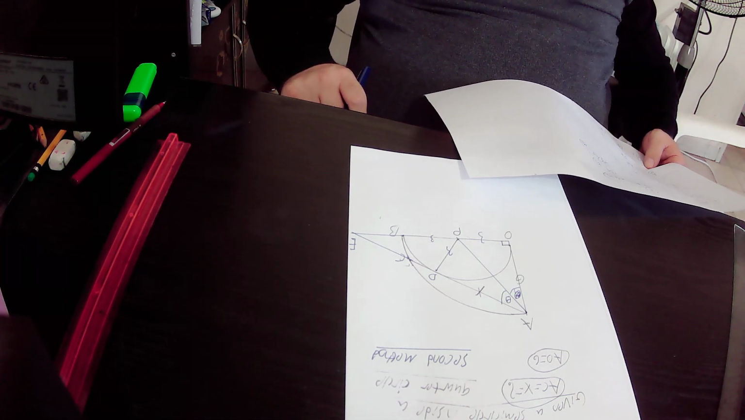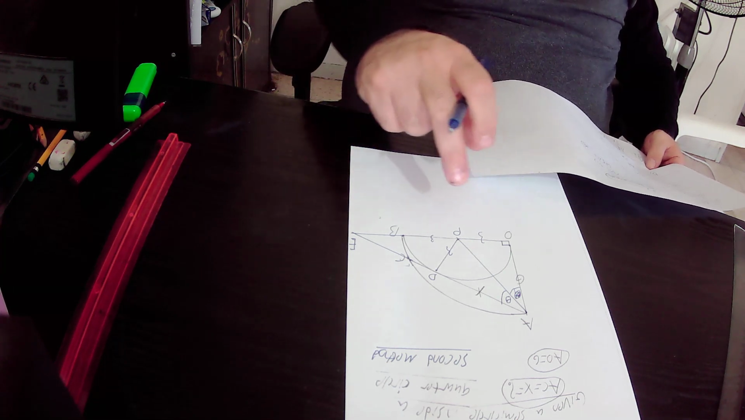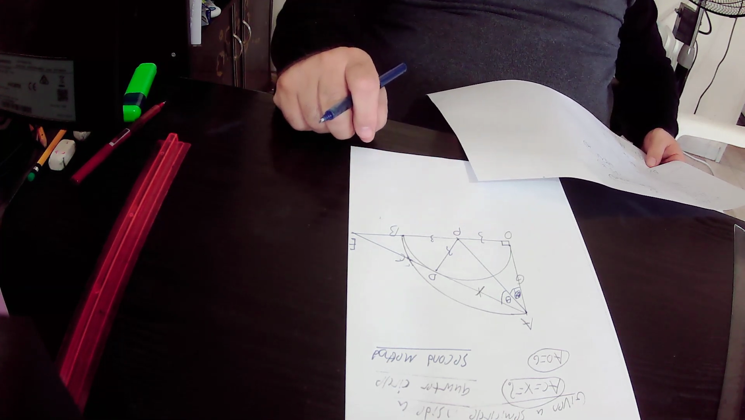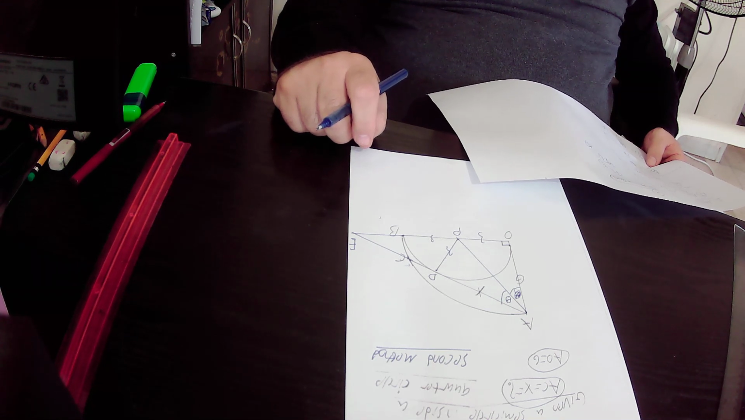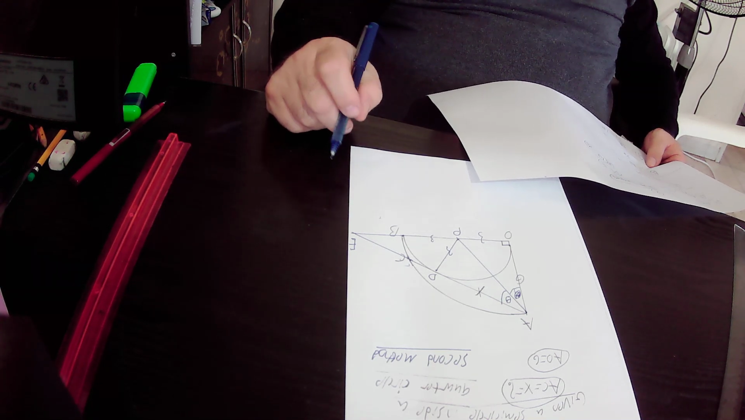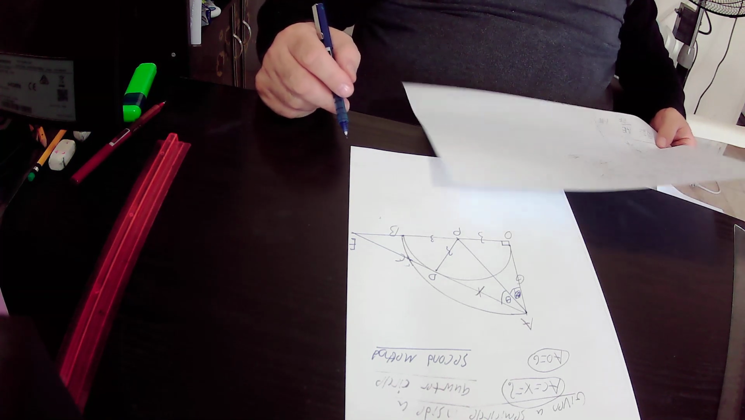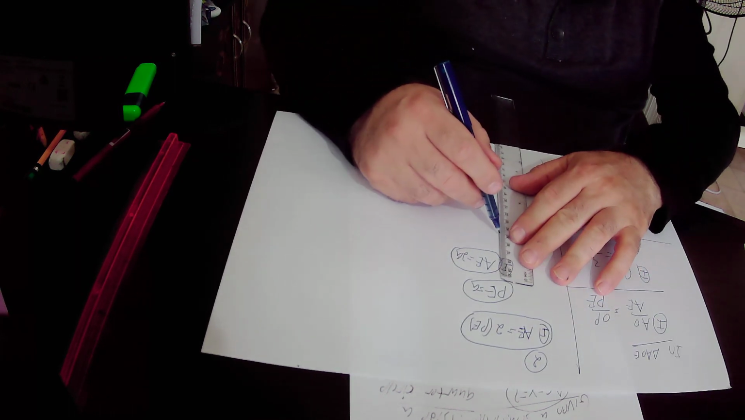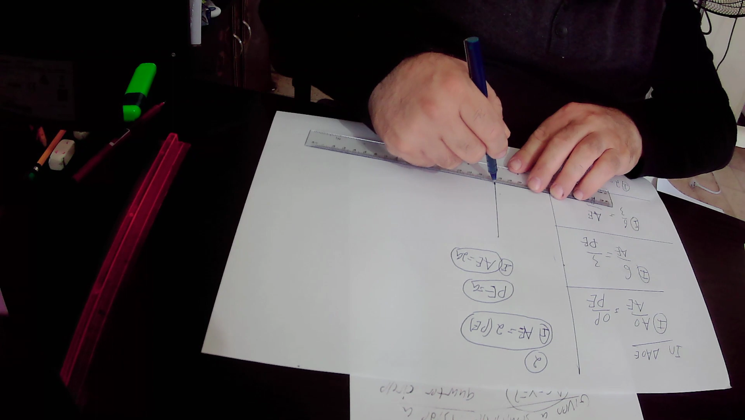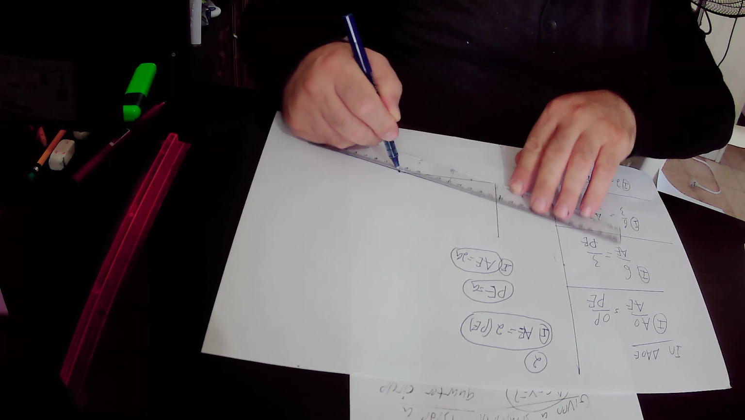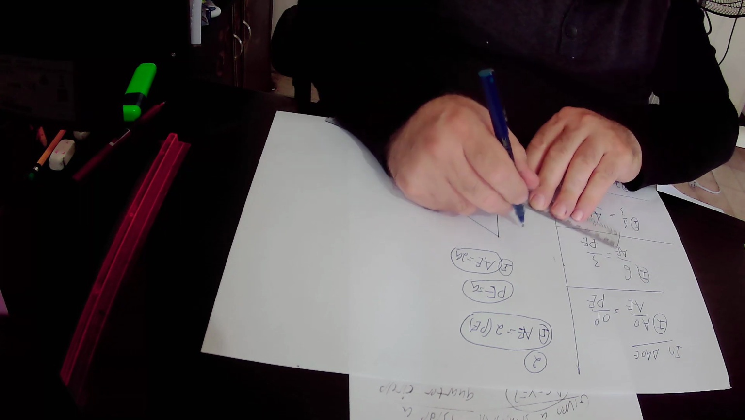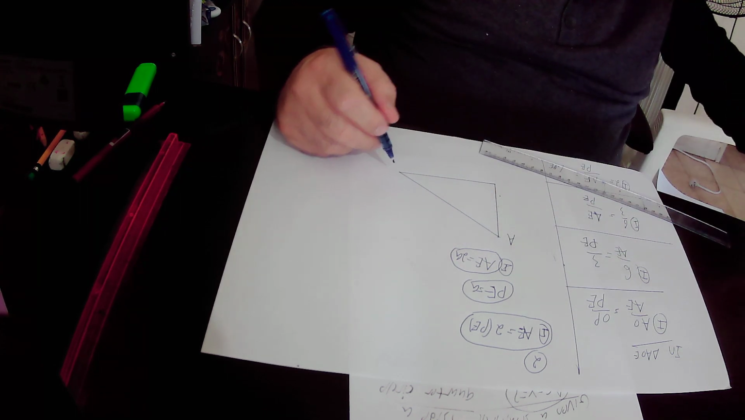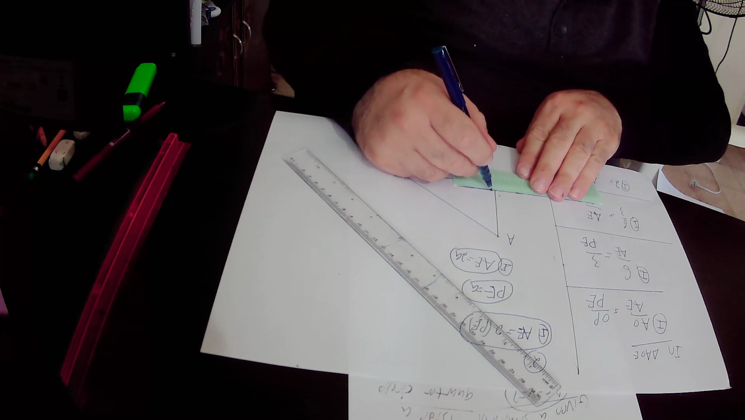In the next step, we will implement the Pythagoras theorem on the same right triangle, triangle AOE. Maybe I will copy the right triangle AOE in this new page, and we will implement the Pythagoras theorem on this right triangle, triangle AOE. This is, of course, a right triangle. This angle equals 90 degrees.